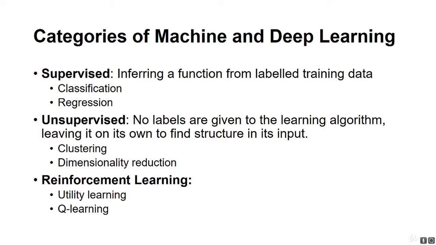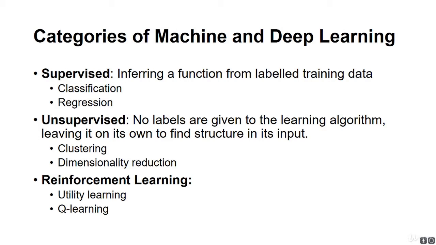Now, supervised learning really is trying to infer a function from labeled training data. Supervised learning is really about training a model from pre-labeled training data. It's called supervised because you give the machine learning algorithm a set of data where the labels or the desired outcomes are already known. So the ultimate goal here is to allow us to make predictions about unseen or future data.